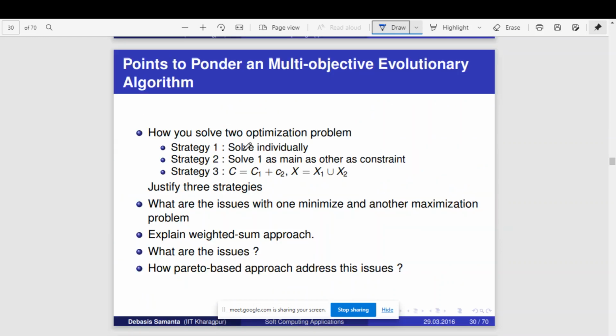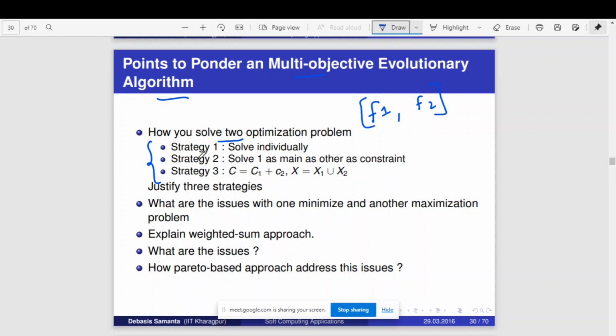So far we have discussed a few techniques for solving multi-objective problems using evolutionary algorithm techniques. Generally, whatever we have discussed can be classified into three categories or three strategies. For example, we are discussing multi-objective optimization, which means there are multiple functions to be optimized. So let us assume there are only two functions, f1 and f2. Then how to optimize these two functions? We have three strategies available in general.